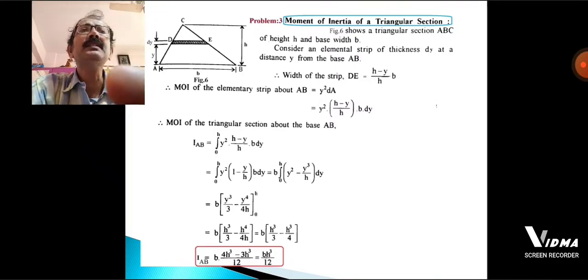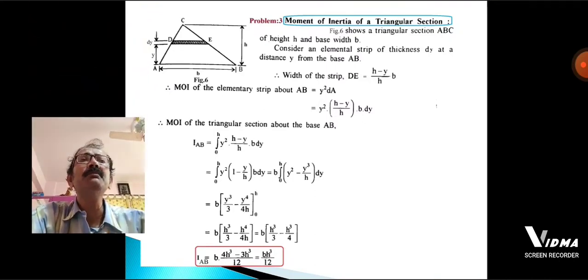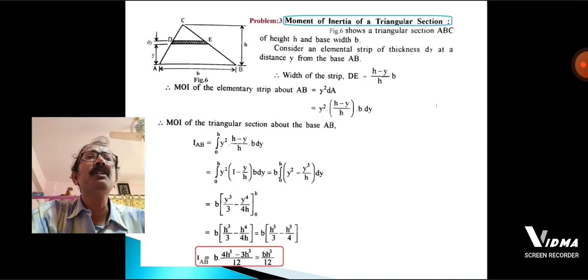Now in problem 3, the moment of inertia of a triangular section. The triangular section is shown in figure 6.